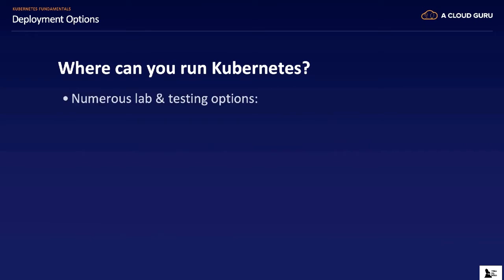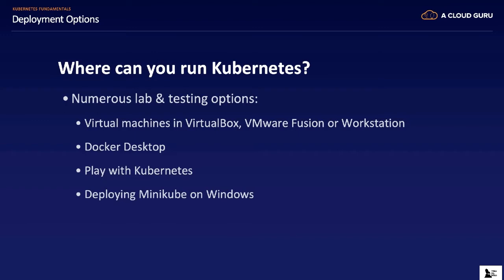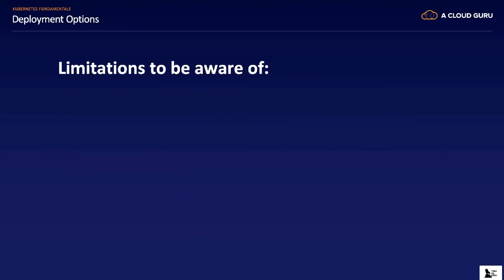And there are numerous Kubernetes lab and testing options. For example, you can run virtual machines in VirtualBox, VMware Fusion, VMware Workstation, and others on your local desktop or laptop computer and build a Kubernetes cluster inside. You can use Docker Desktop, which now has built-in Kubernetes functionality. You can use the online Play with Kubernetes website, and it's super easy to deploy MiniKube on Windows or MiniKube on Mac. And I'll be walking you through all of these virtual Kubernetes lab options in this course step by step. But there are a few limitations that you need to be aware of.